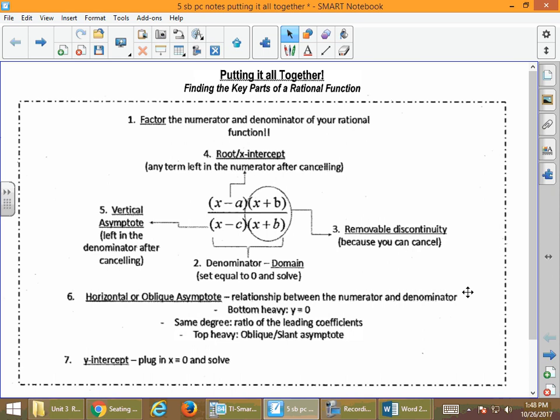Because if we go back over here to 3, it says removable discontinuity. If we have something that can cancel, then we're going to have a removable discontinuity. And then the root, or the x-intercept, we let y equal 0. The y-intercept, we let x equal 0. And then finally, we need to determine, do we have a horizontal or do we have an oblique?